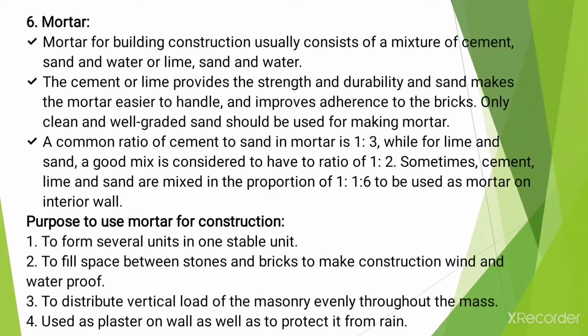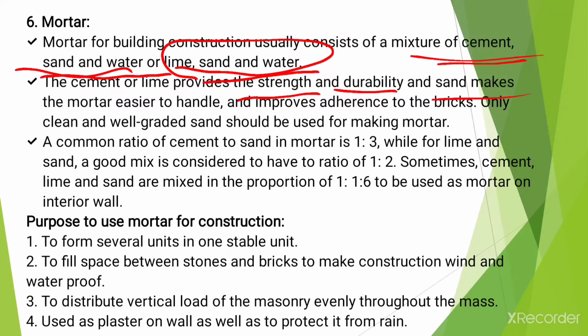Now the next building material is mortar. Mortar for building construction usually consists of a mixture of cement, sand and water, or lime, sand and water. When there is a mixture of lime, sand and water, it is called lime mortar, and when the mixture is cement, sand and water, it is called cement mortar. The cement or lime provides strength and durability, and sand makes the mortar easier to handle. It also improves the adherence to the bricks.